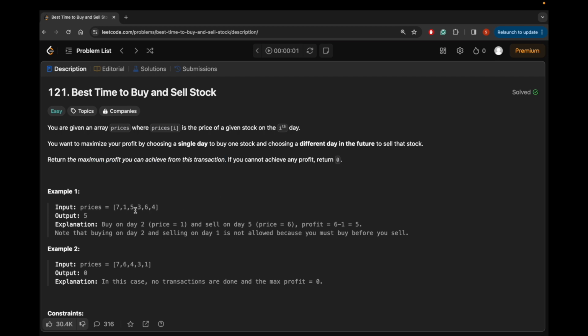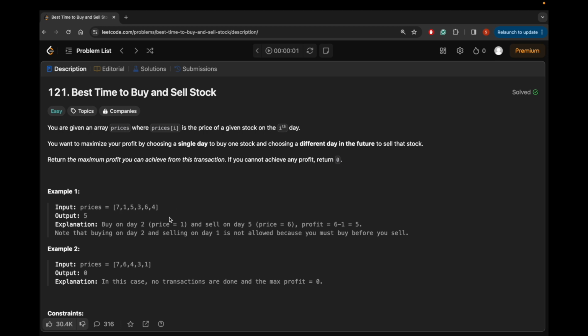In this case, let's say if we buy this stock at 1 and sell it for 6, we get a profit of 5. But the thing is, we can't go backwards. We can't just go on the second day and sell it, because we can't do that, right? So the first day the price was 7 and then 1, 5, 3, 6, 4.